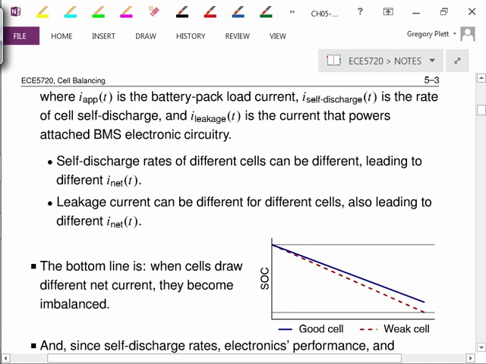So I think we said all of that. So here we have a picture of that where both cells start out at the same place, but the good cell has low self-discharge and low leakage, and the poor cell, the weak cell, has a higher self-discharge or a higher leakage current. And so the weak cell hits its low state of charge faster, and we get a divergence at the end of this discharge that would never be normally corrected just by normal operation. So when cells draw a different net current, they're going to become imbalanced.